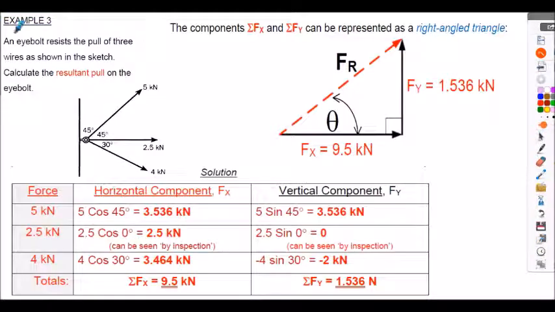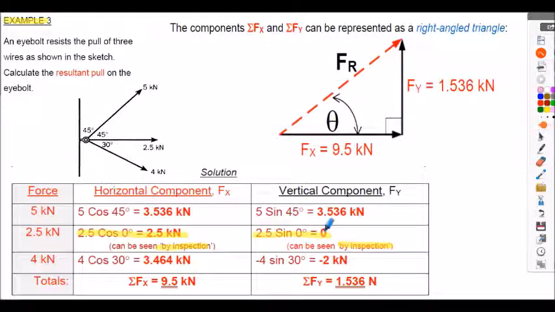So here's example 3 continued. I've just clarified the calculation in the table below. Notice I have put in the calculation for the 2.5 kilonewton horizontal force. The angle, of course, would be 0 there, and you can clearly see that the answers are 2.5 kilonewtons in the x direction and 0 in the y direction. So I see no point in actually calculating them. I would just state by inspection it can be seen these values occur.